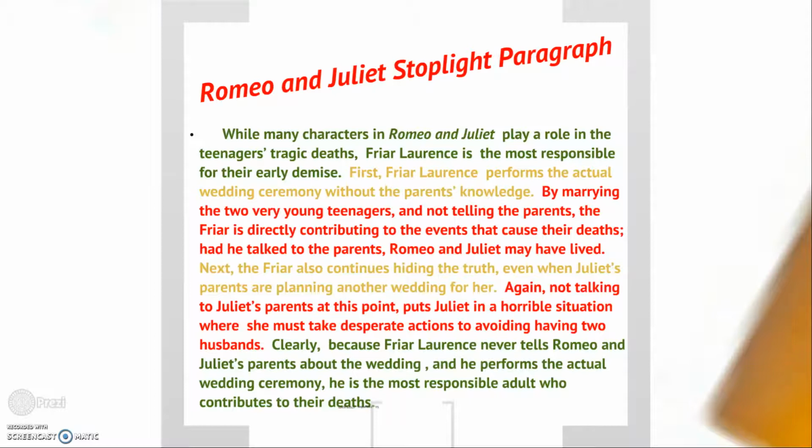"Clearly, because Friar Lawrence never tells Romeo and Juliet's parents about the wedding, and he performs the actual wedding ceremony, he is the most responsible adult who contributes to their death." Right? Again, a little bit repetitive, but it's using the formula in a very specific and helpful way. I get what the student is trying to argue, I get how the student is trying to prove the argument, and I get why it's important, right? The student is making these connections.